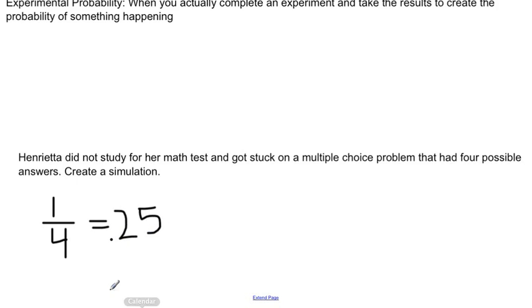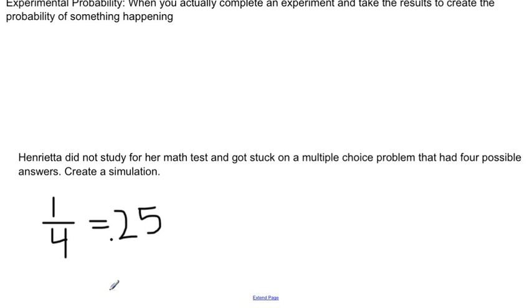So, second part is state any assumptions. We have to assume that she has no idea how to answer the problem. So, each answer is equally likely for her to choose. And we should also assume that she's only going to take this test once. So, there's only 1 trial. So, let's go on to step 3.